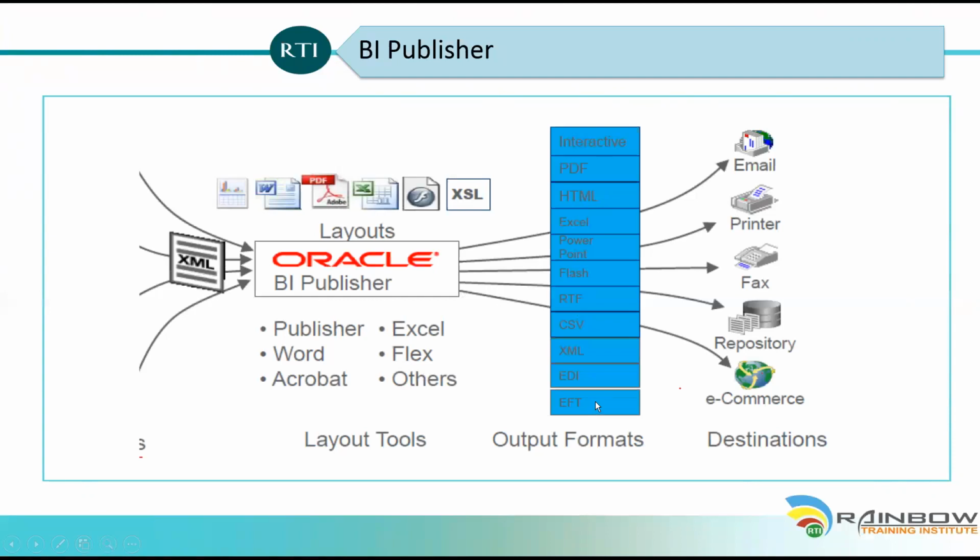Once we have the data, we can deliver it to the respective destinations through email, printer, fax, data warehouse or e-commerce, any place we can deliver it. So we have that full flexibility in the Fusion applications. We can create data models, create the layouts, and get the output formats very quickly. I can deliver it to the respective destinations without any issues. We have that full level of provisioning in BA Publisher.